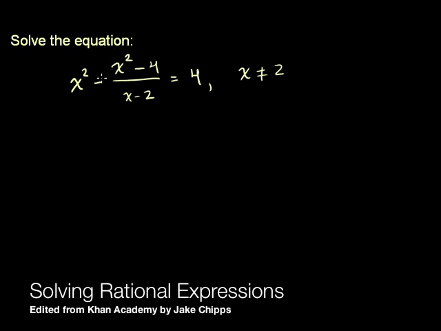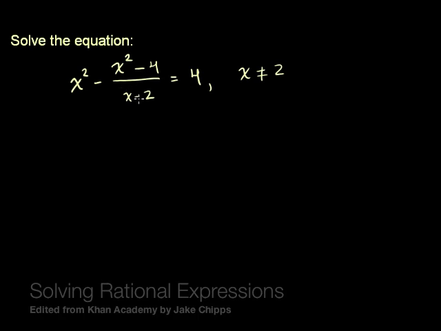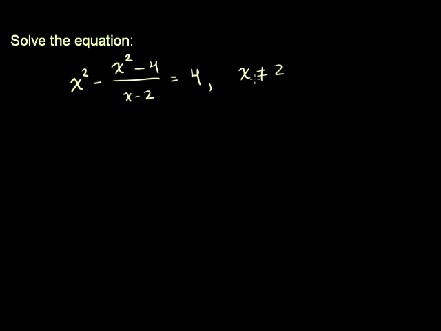Solve the equation x squared minus (x squared minus 4) over (x minus 2) is equal to 4. And they tell us that x cannot be 2, because if it was 2, then this would be undefined. You'd be dividing by 0. So let's see what x is. Let's see the x that actually satisfies this equation.